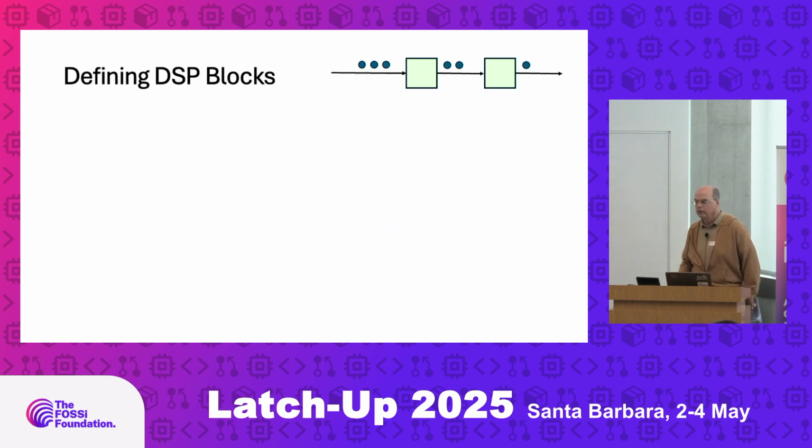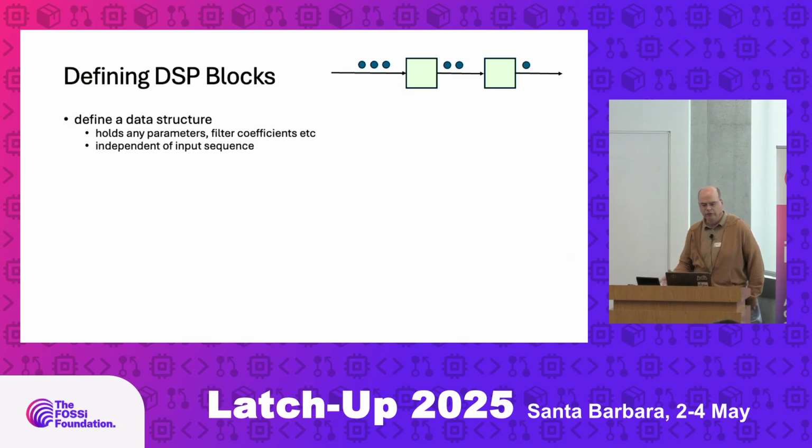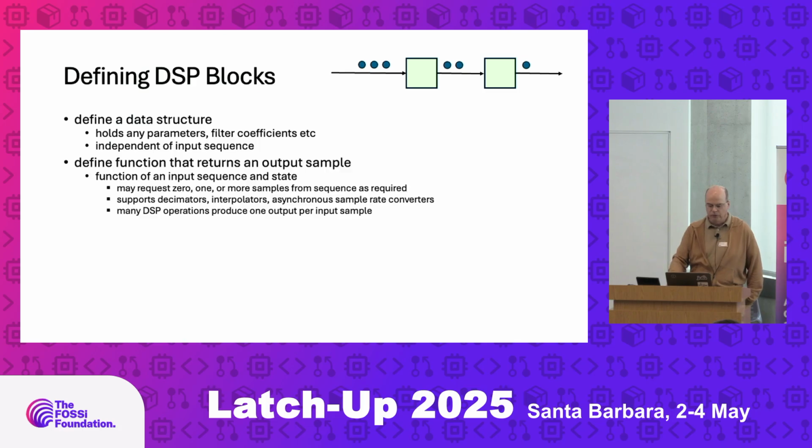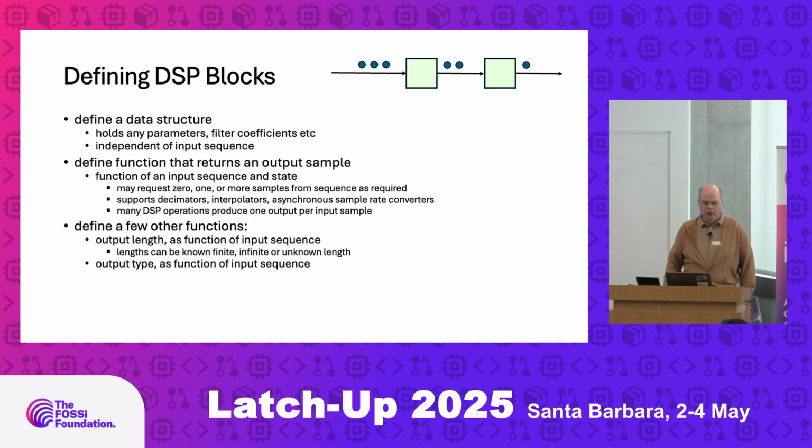So in my world, to define a DSP block, you define a data structure. It may be empty, or it may have a few parameters in it, independent of the input sequence. You define a function that returns an output sample as a function of the input sequence and the state variable. And that function may request 0, 1 or more samples from the input, so that allows it to support different sample rates. So you can support decimators, interpolators, asynchronous sample rate converters. But the vast majority of the time, it's 1 sample in, 1 sample out.